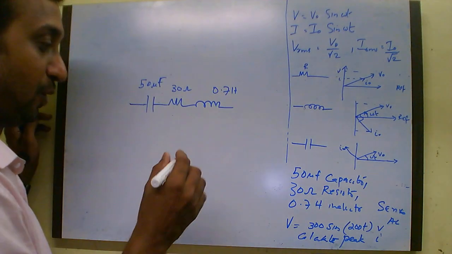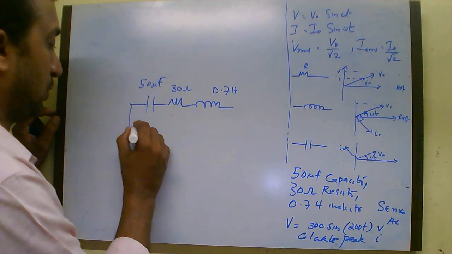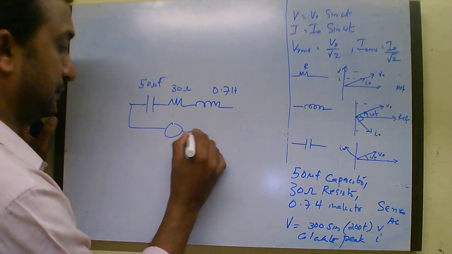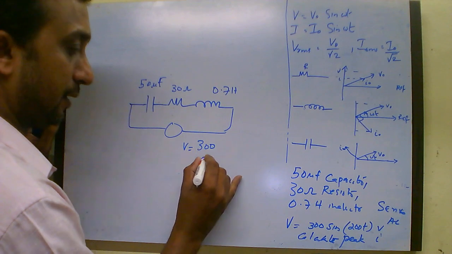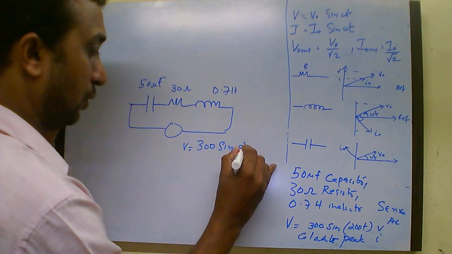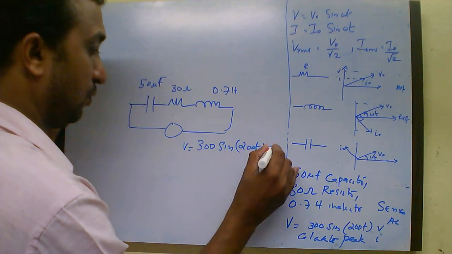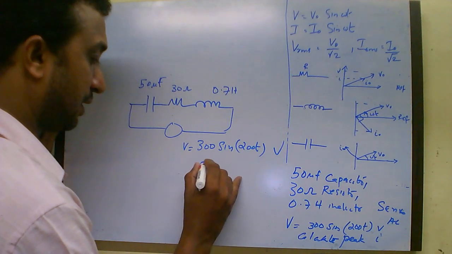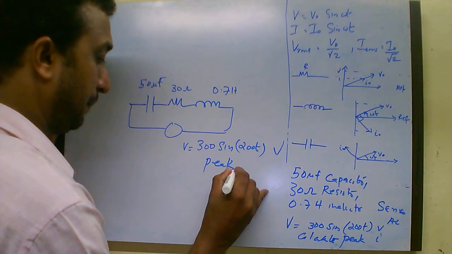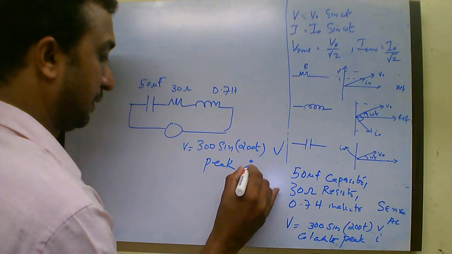inductor, all connected in series to an AC voltage of V equals 300 sine 200t volt. Question is calculate the peak value of current.